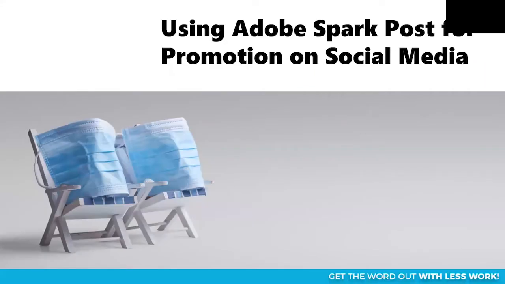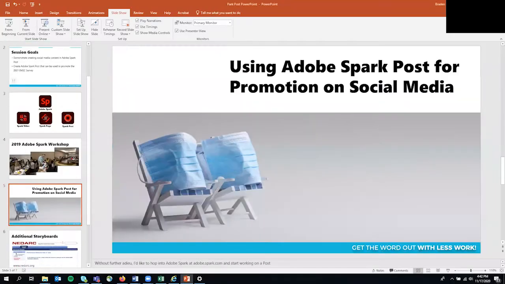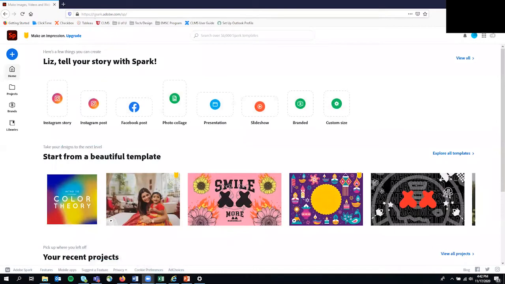So without any further ado, I'd like to hop into Adobe Spark. And if you're following along, you can do that by going to spark.adobe.com. And we're going to start working on a post. So let me pull that up. So as you can see, it's spark.adobe.com that you'll want to go to. You'll want to log in. And then the first thing we're going to do is just do a quick little tour.